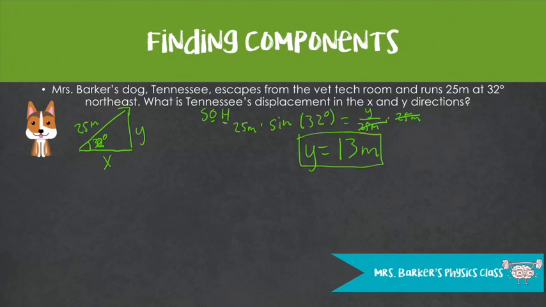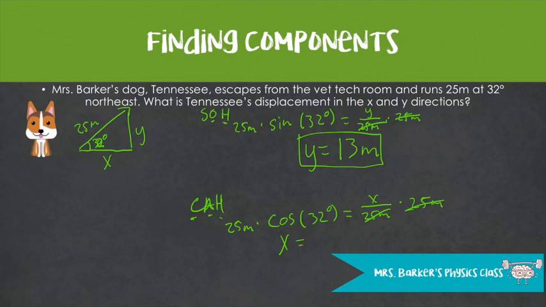I'm going to do the exact same thing for x, but x is my adjacent. So I'm going to use cosine, because cosine is equal to adjacent over hypotenuse. So cosine of 32 degrees is equal to x over 25 meters. Again, I'm going to multiply both sides by 25 to get x by itself. And again, I am going to round to two significant figures, so x should be approximately 21 meters.